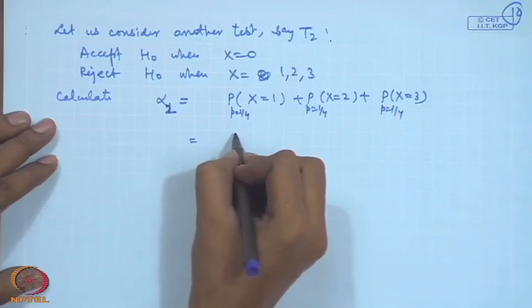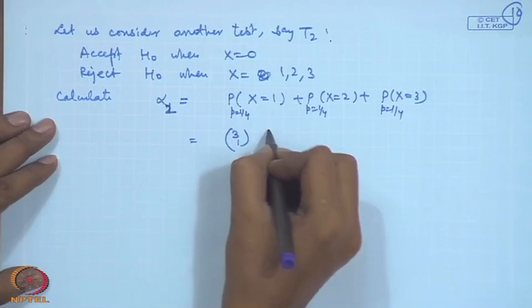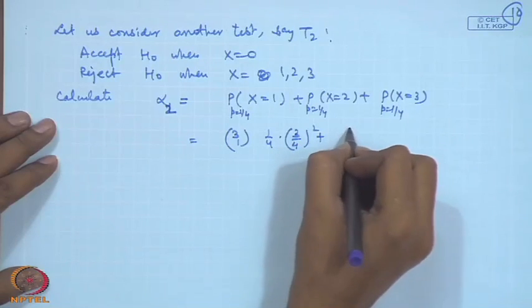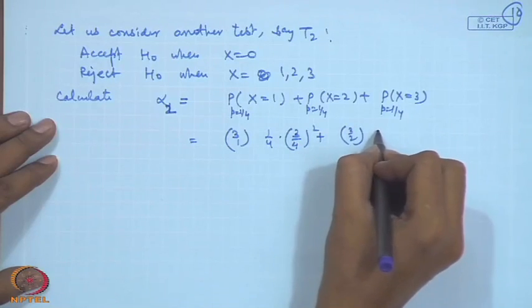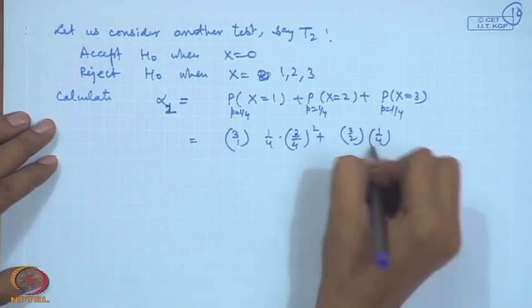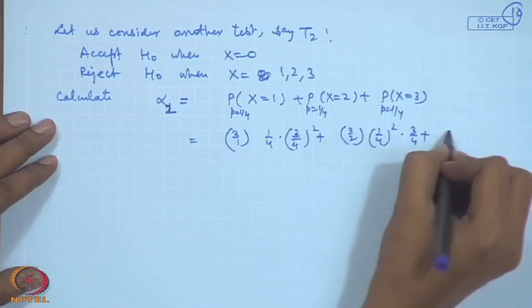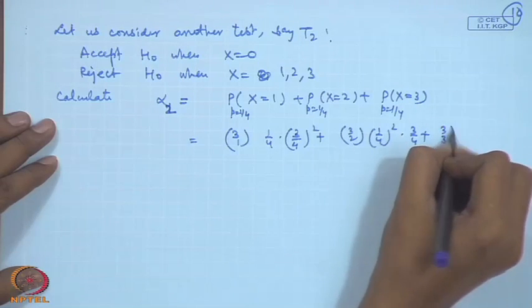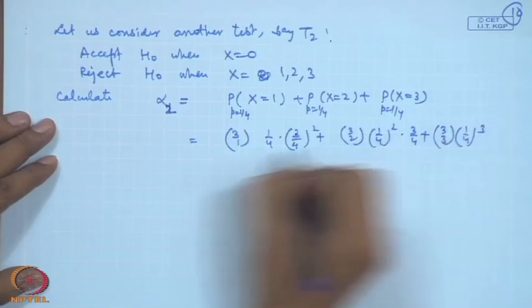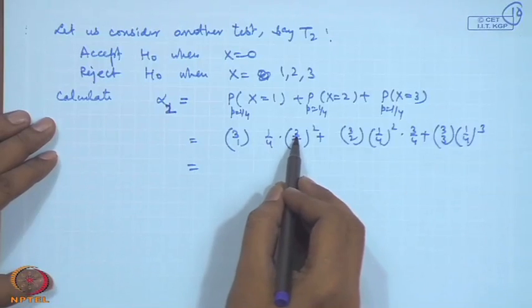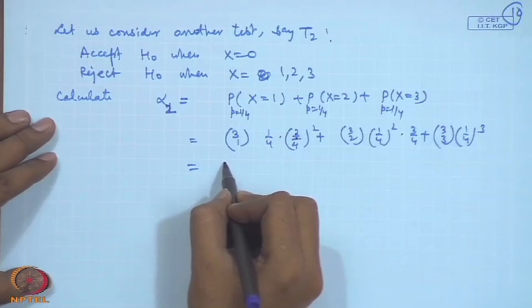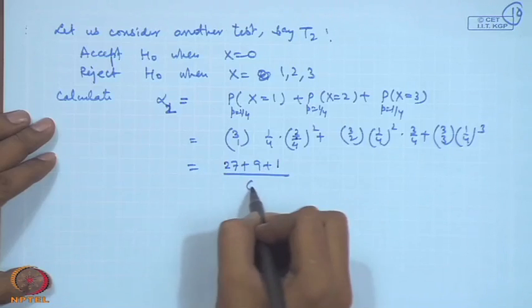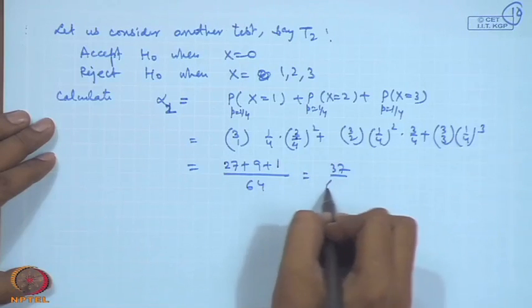So, that is equal to 3C1 (1/4)(3/4)^2 + 3C2 (1/4)^2(3/4) + 3C3 (1/4)^3, that is equal to (27 + 9 + 1)/64, that is equal to 37/64.